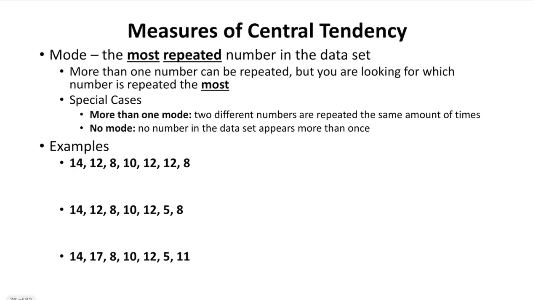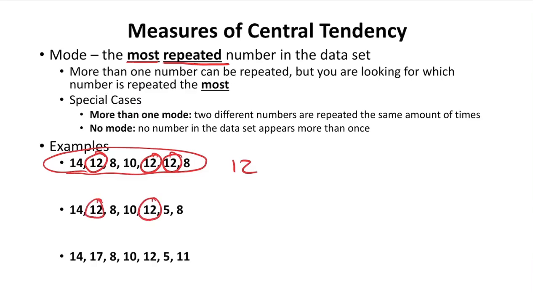Now let's look at mode. This one's easy. It's the most repeated number, okay? So you're going to look at your data set. Look over here. Which number do we have the most of? We have 3 12s, so 12 is the mode. What about this one? I have 2 12s and 2 8s. You can have a tie. You can have more than one mode. So on this one, it's 8 and 12.